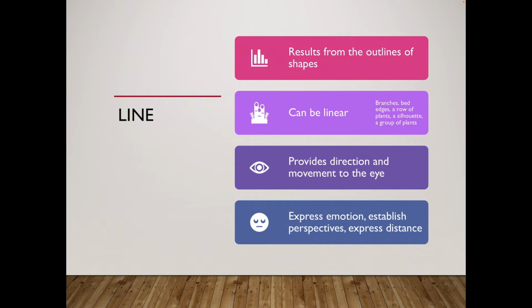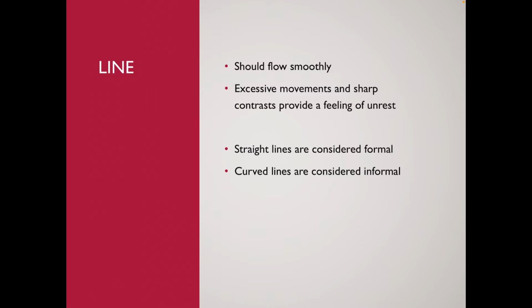Okay, so line. You can think of line almost as the outline of your shape. It can be linear, like a sidewalk. It can be arching, like perhaps branches of a grass. It can be a silhouette of a group of plants. This serves to provide direction and movement to the eye. You can establish perspective. You can create the feeling of distance or a feeling of closeness within your landscape.